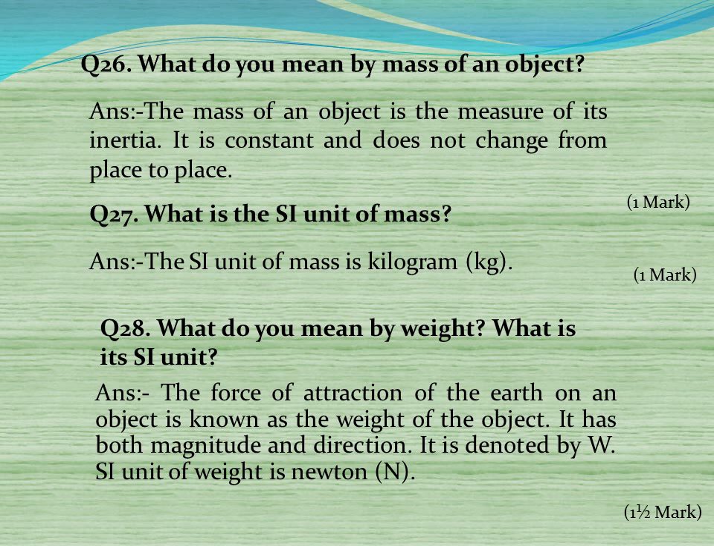Question number 28. What do you mean by weight? What is its SI unit? Answer. The force of attraction of the earth on an object is known as the weight of the object. It has both magnitude and direction. It is denoted by W. SI unit of weight is Newton, N.